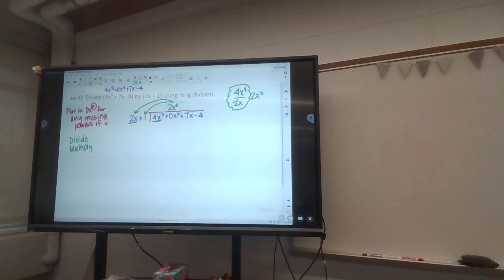And I'm multiplying 2x to the second times 2x, so that should be 4x to the third. And so if I did this correctly, those first two terms should always match up. But then here's why I put that 0 in there. Because if I do 2x to the second times 1, I'm going to get 2x to the second. And if I hadn't put that 0 there, I would have been trying to smush this all together like before, the next term.